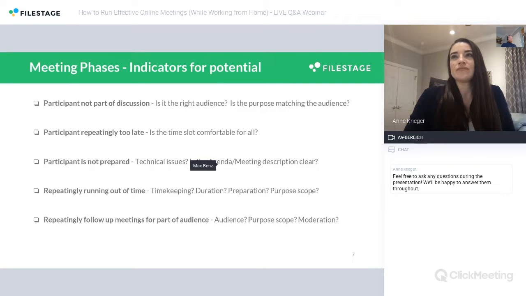Is the participant not prepared? Are there some technical issues? Is access missing to some data? Is the agenda or the meeting description unclear? Repeatedly running out of time keeping. Maybe we need to stretch the duration a little bit. Maybe the preparation tasks are not good enough. Maybe the purpose scope is too big. Maybe we should split this meeting into two smaller meetings.